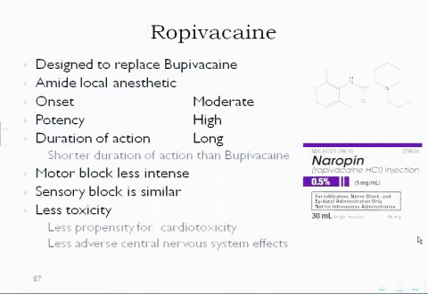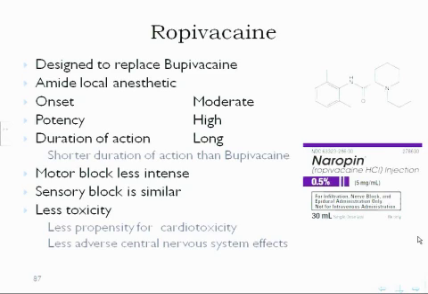Next drug, ropivacaine, is also an amide. Its onset is very similar to bupivacaine, so it has a little bit faster onset, so it's a moderate onset. Potency is high, though, just like bupivacaine. It's the same molecule, except they added another carbon group over here. And the duration of action is very long, but it's a little bit shorter duration than bupivacaine.